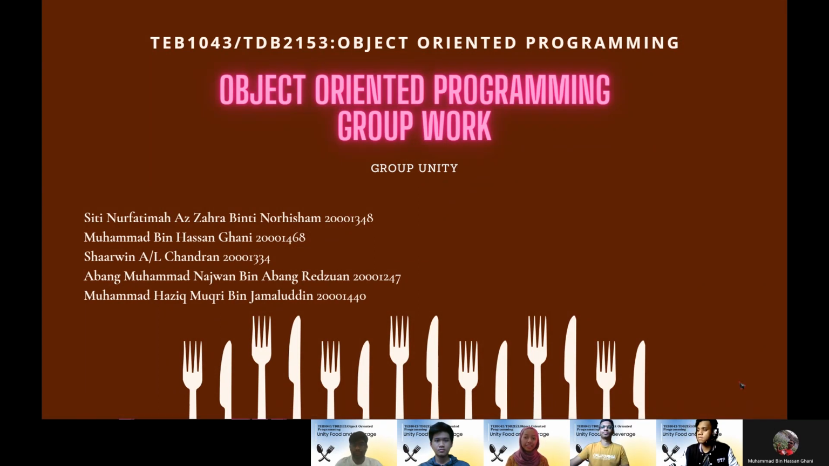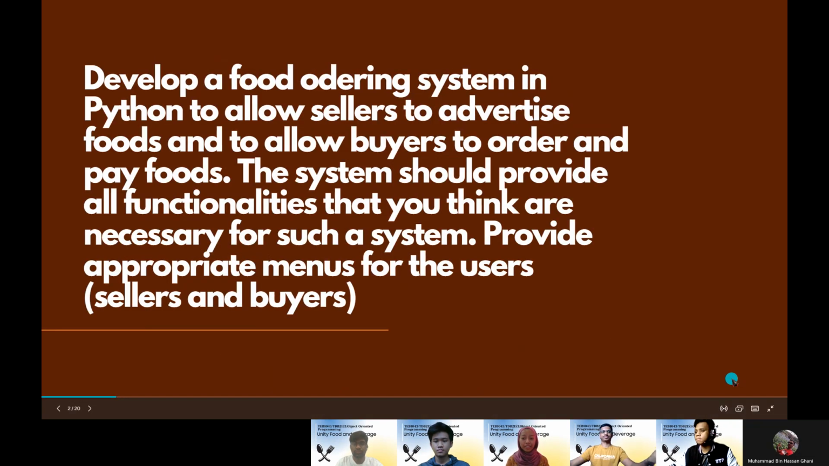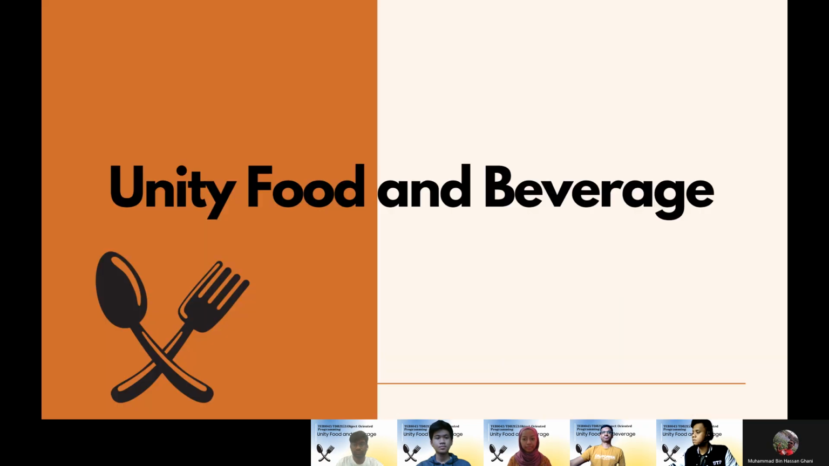So today, Imits and I present about our OOP group work. This project required us to develop a food ordering system using Python that will enable sellers to advertise their food as well as buyers to order and pay for it. For starters, we came up with the name Unity Food and Beverage for our program.